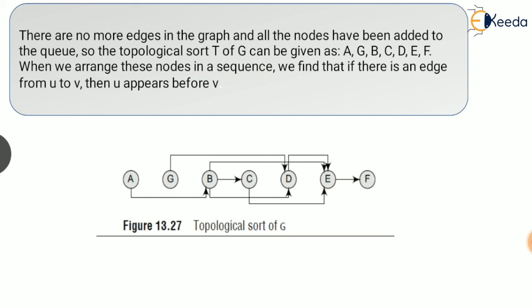So the topological sort of the graph G can be A, G, B, C, D, E, F. When we arrange these nodes in a sequence, we find that if there is an edge from U to V, U appears before V. So you can find two things: first, there is no kind of cycle, and second, U comes before V.